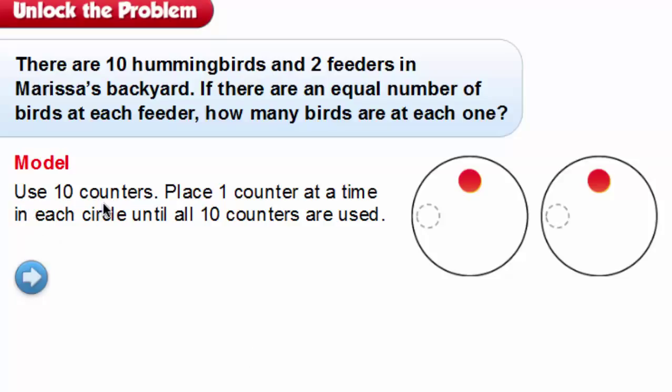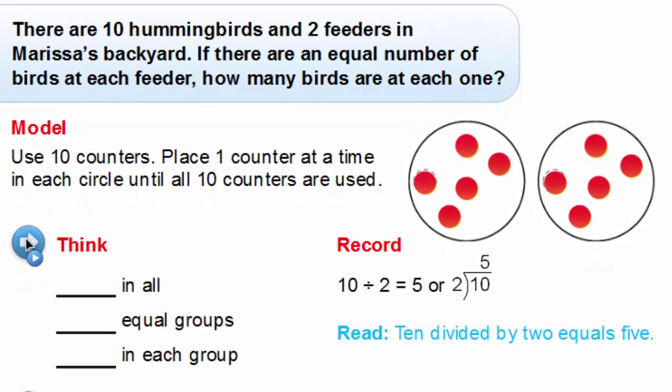We can model by using 10 counters. We're going to place one counter at a time in each circle until all 10 counters are used. You can see in the 2 groups we already have one counter, so that's 2 counters. We're going to put 3, 4, 5. Remember, we're keeping it even, putting one counter in each group until we have used all 10. There we have 8, 9, and 10. We've used all 10 counters and placed them in 2 equal groups.